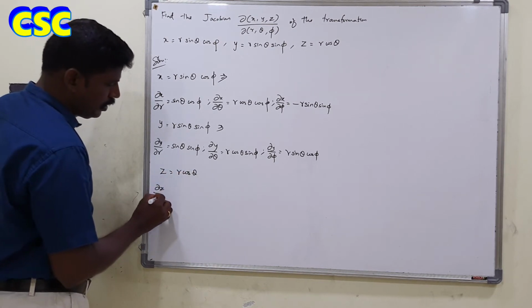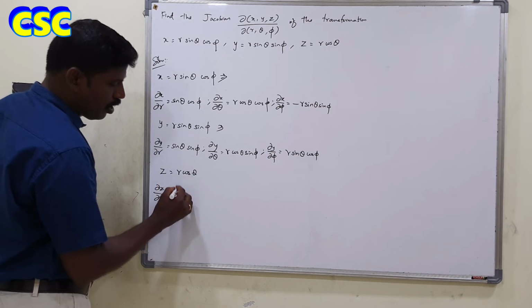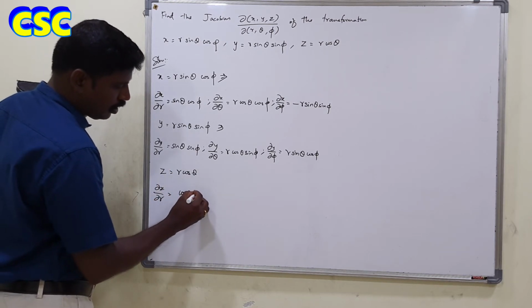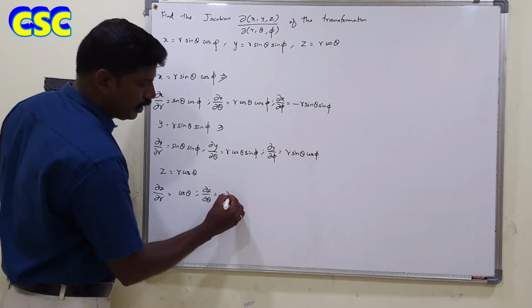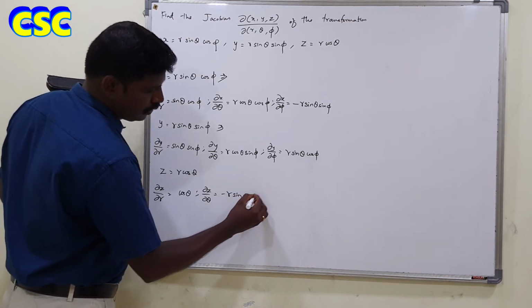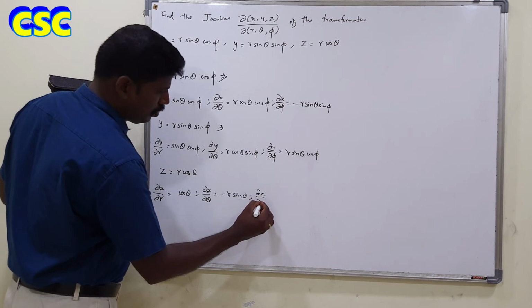So dou z by dou r becomes 1 into cos theta, cos theta. Dou z by dou theta is equal to cos theta becomes minus sin theta, so minus r sin theta. Dou z by dou phi.